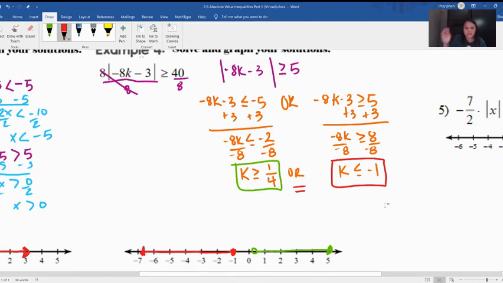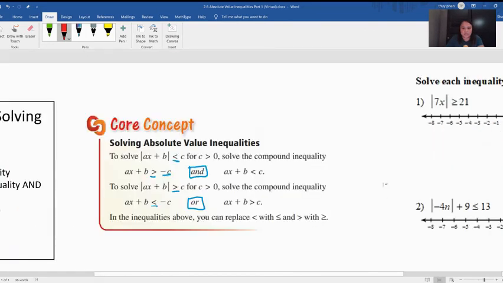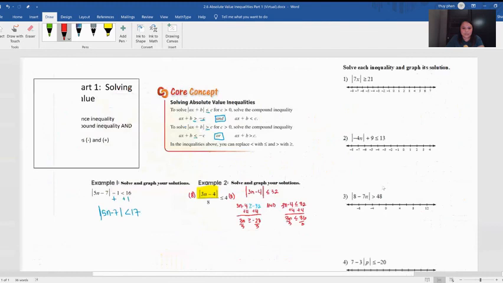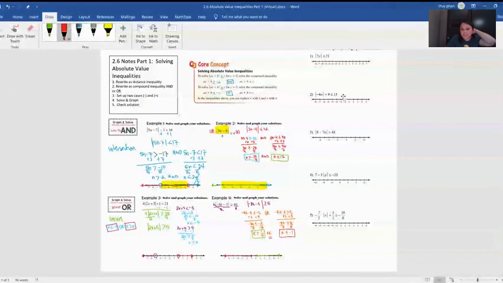All right, so I want you to try the 5 examples in your notes right here. I'm going to zoom out so you can see. So here are 5 questions on the right-hand side that I want you to practice for tonight.